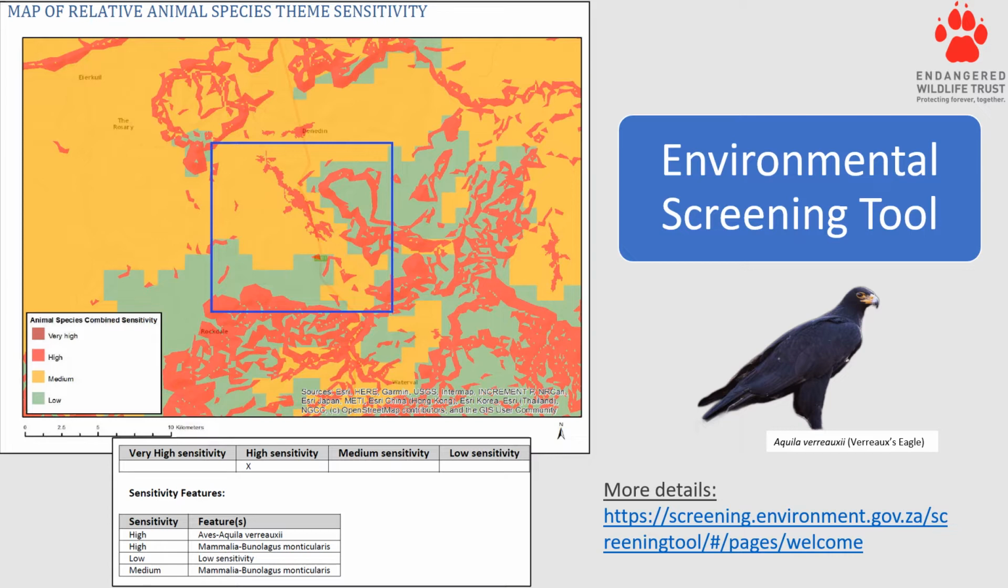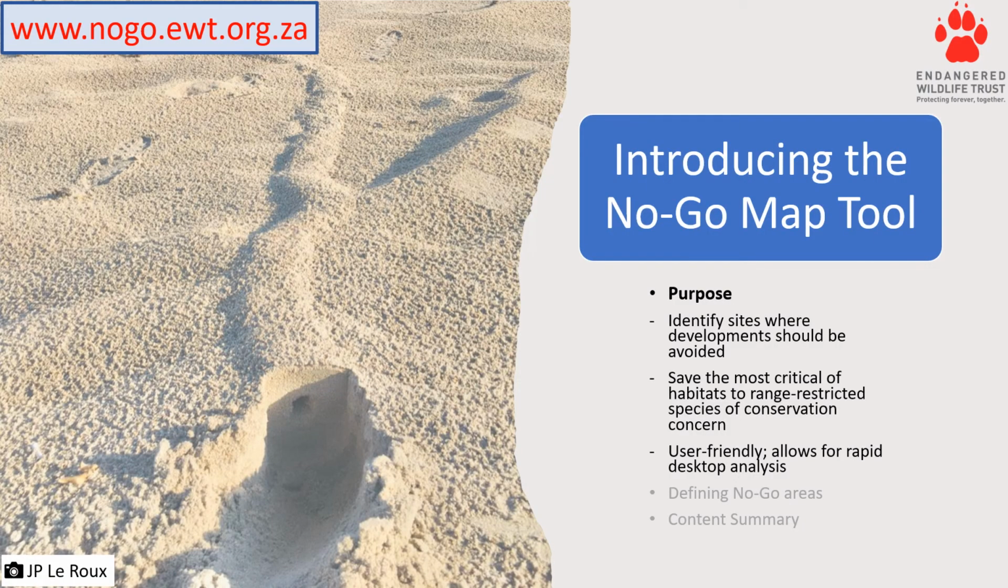I'm aware that this has been quite a brisk overview of the screening tool, so for anyone who wants to find out more, I encourage you to follow the link on the bottom right of the screen. Right, so let's move on to the actual No-Go Map itself now.